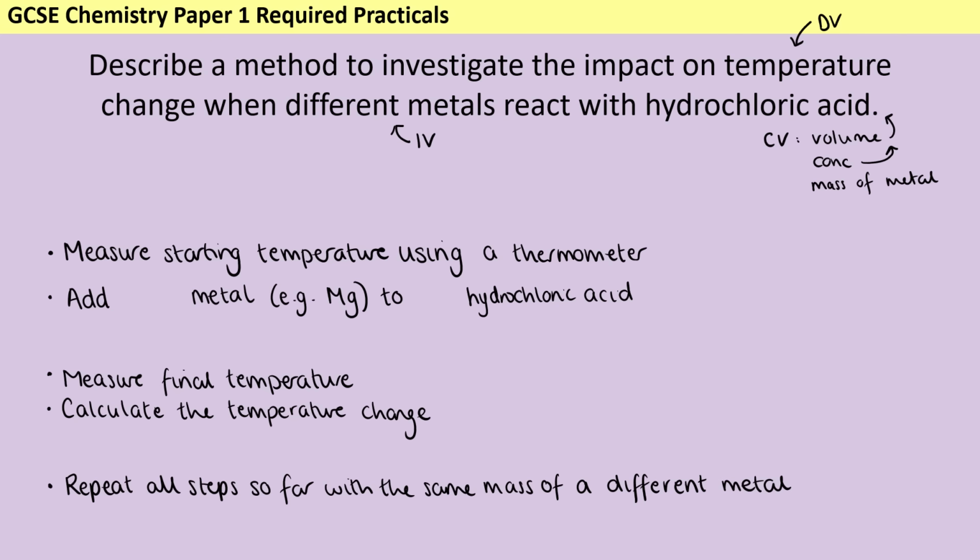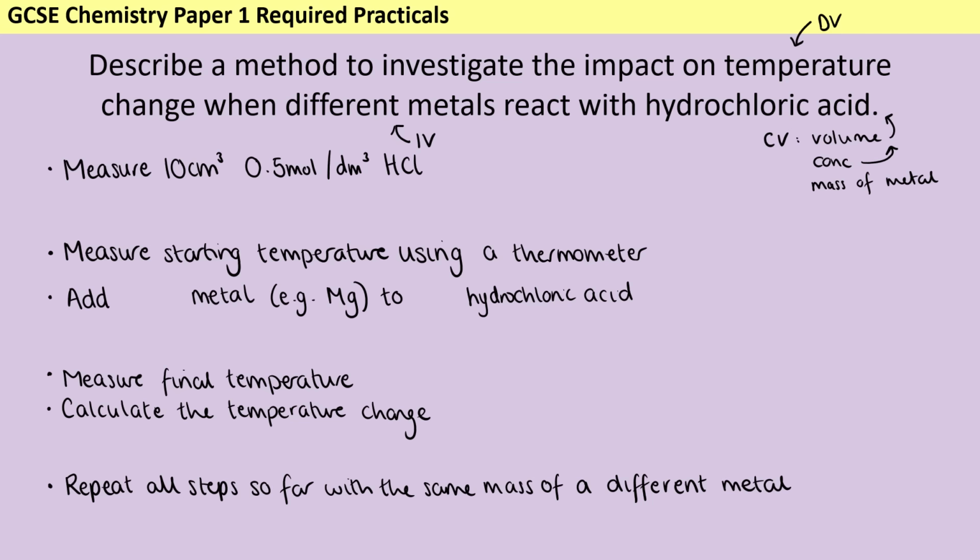But what I'm interested in is what happens when different metals are added. So of course, I now need to repeat this experiment with a different metal. And here I've included that it's going to be the same mass of a different metal. So I'm automatically including that idea that the mass needs to be controlled. So let's think about some other control variables. Well, I want to control the volume of the acid and also the concentration of the acid.